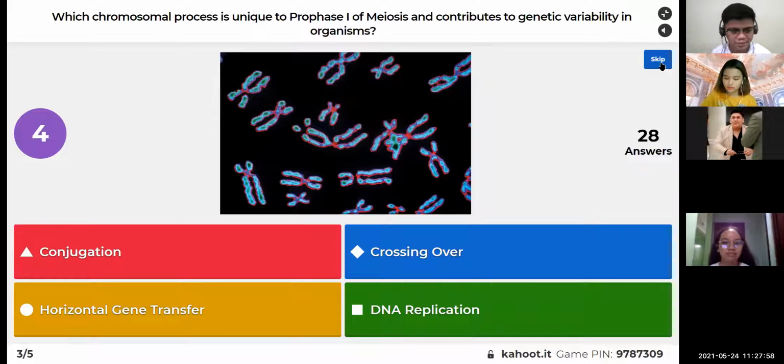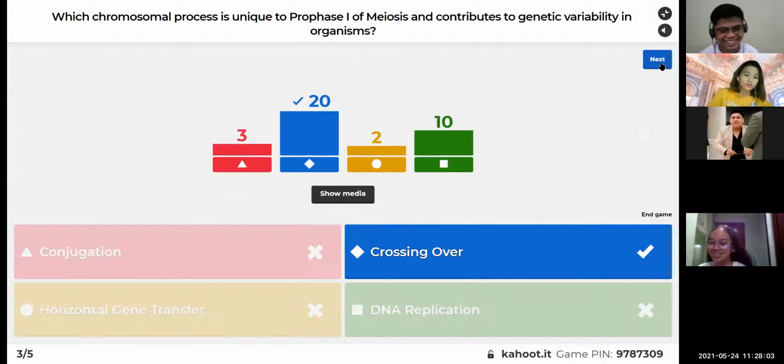Mahirap ba? Hindi yan mahirap. Very good. The correct answer is crossing over. Okay, so yung mga chromosomes cross over in order to exchange genetic material between homologous chromosomes.